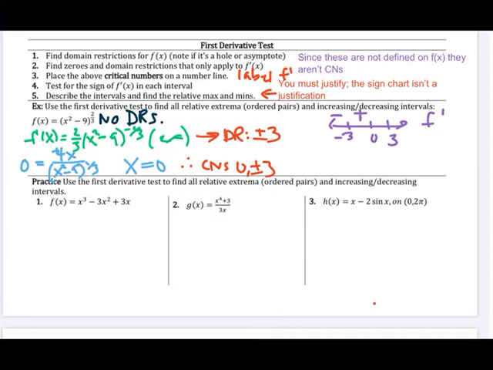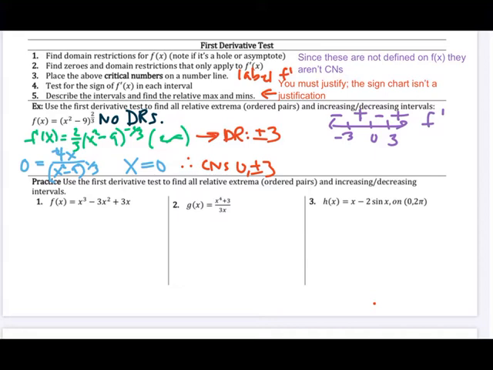Between 0 and 3, if I plug in, say, 1, I'm going to have a positive number in the numerator and a negative number in the denominator. And then if I plug in something greater than 3, like 4, positive both in the numerator and the denominator. So here's my sign chart. This helps me understand what I'm talking about.